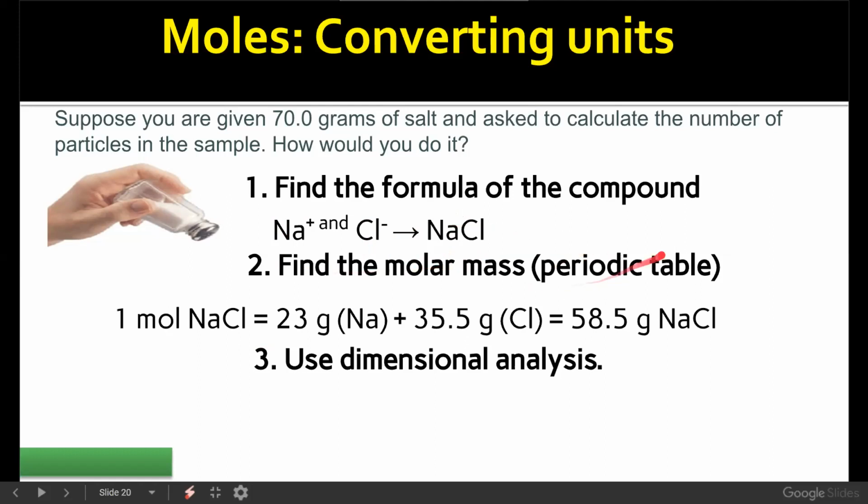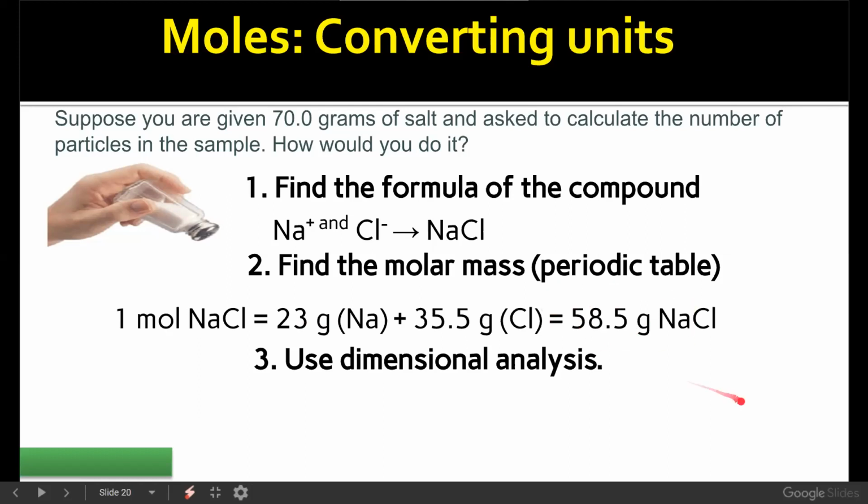We're going to find the molar mass. You're going to use your periodic table. We've done this for you, but if you look on it, we have the molar mass of sodium being 23 grams, and the molar mass for chlorine being 35.5 grams. We add them together and we get a molar mass of 58.5 grams.